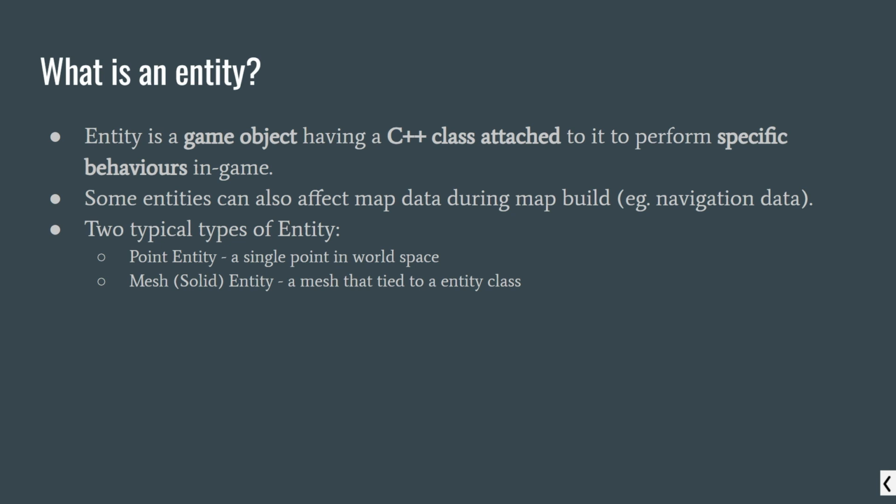There are many types of entities, but two of the most typical ones that you see in the Dota 2 Workshop Tools are the point entity, which is a single point in the workspace, and the mesh, also called a solid entity. It's a simple mesh that can be tied to an entity class to form an entity. That's it. So let's go to the next slide.